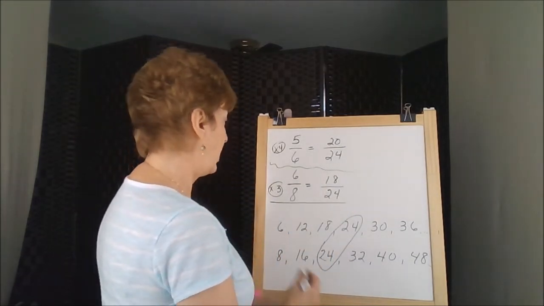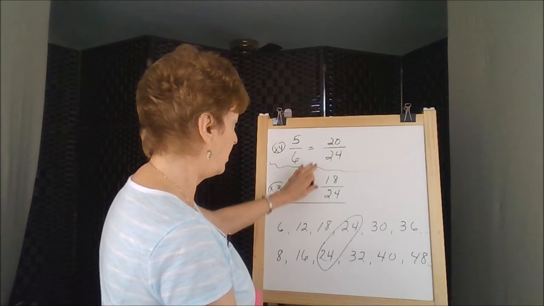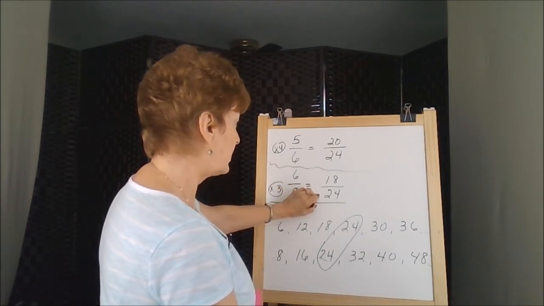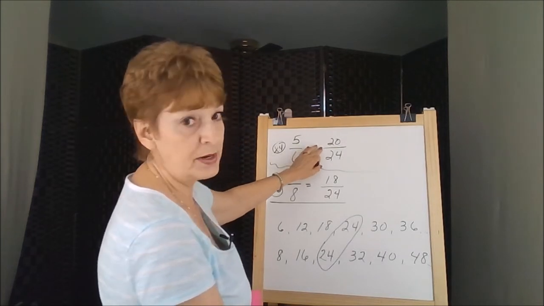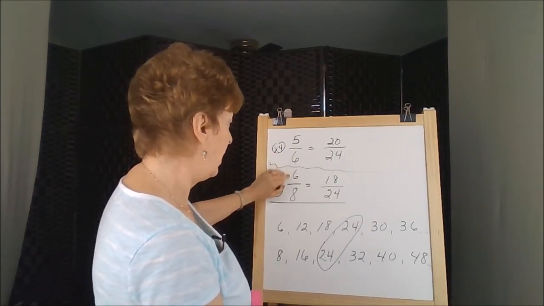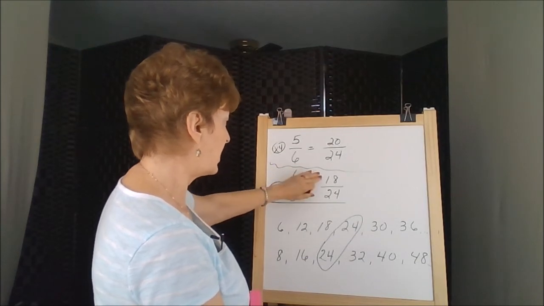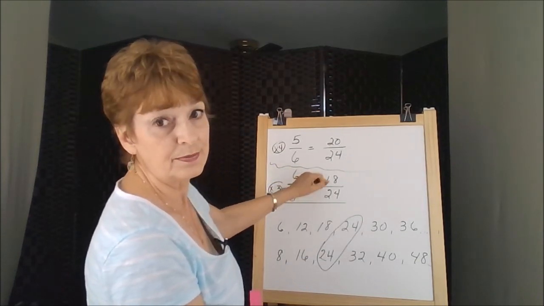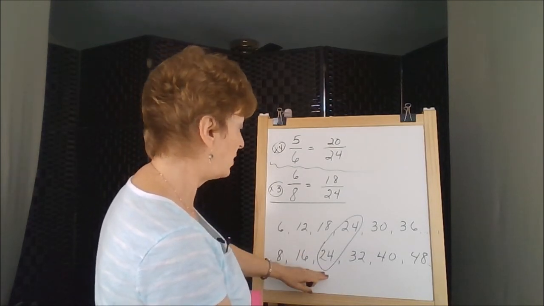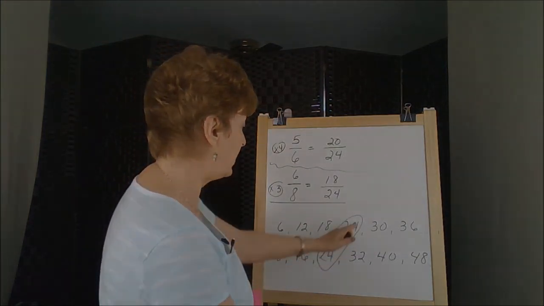And the equivalent fractions to get the pieces the same size, 24ths, works out to have 20 24ths for the 5/6, but this fraction gives us 18 24ths because their lines of multiplication overlapped at 24.